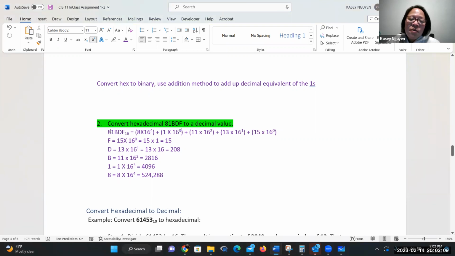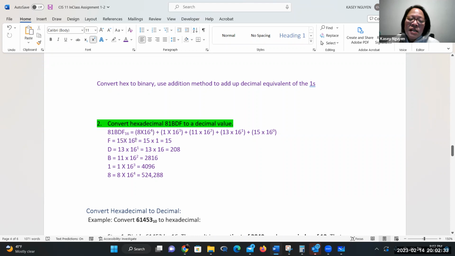Then I would go to the next value, which is 8. So 8 is going to multiply it by 16, and I would raise it to the 4th power, because previously it was the 3rd. Now we're going to increase it by 1, so 16 to the 4th. So to make it easy, I put the parentheses so you can see.